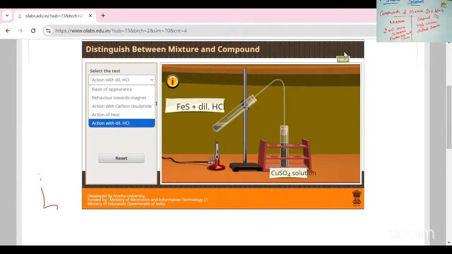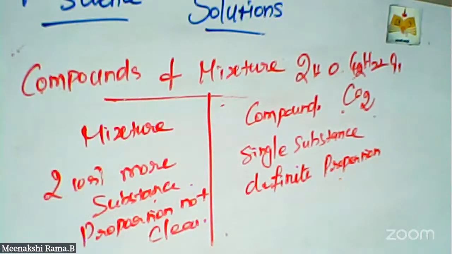Okay. So students, is there any doubt? Sorry, time is up. What are the details we learned in this session? Types of solution, that is true, colloidal and suspension. And then the next topic is compound and mixture. What is a compound? What is a mixture? What are the properties? And then what is an emulsion also? So please read the topics.